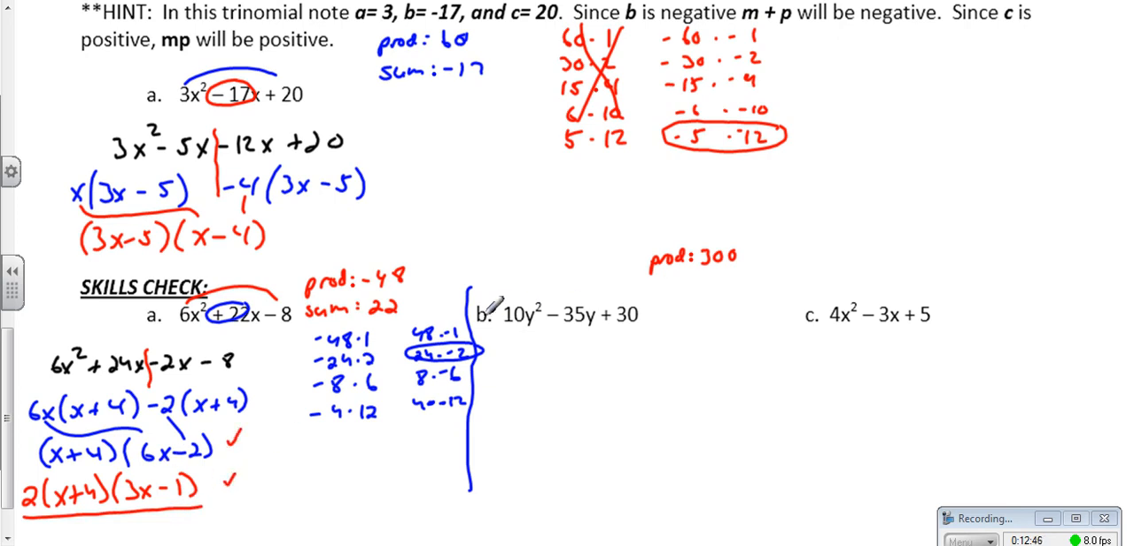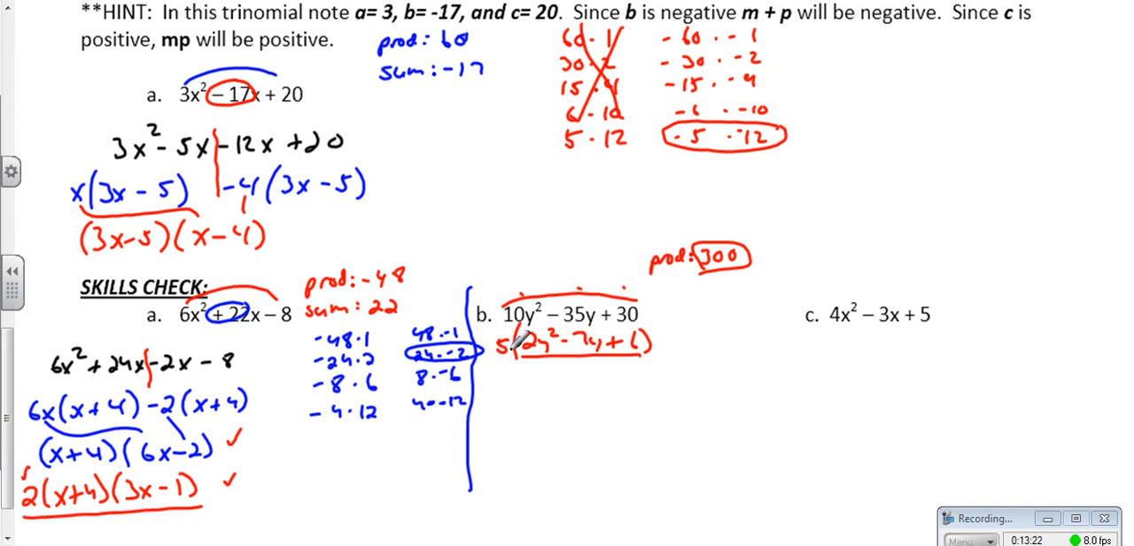I say that because in B you have a 10, a negative 35, and a 30 that are all, you can take something out, because 300 is a big number to try and factor and find a sum of negative 35. So it might benefit us to say, well look, I can take a 5 out, and then I'm left with 2y squared minus 7y plus 6. This is much more factorable than looking at this, just because it's a little bit easier undertaking. But in the end, you'll have a 5 sitting out there like this 2 is sitting out there.